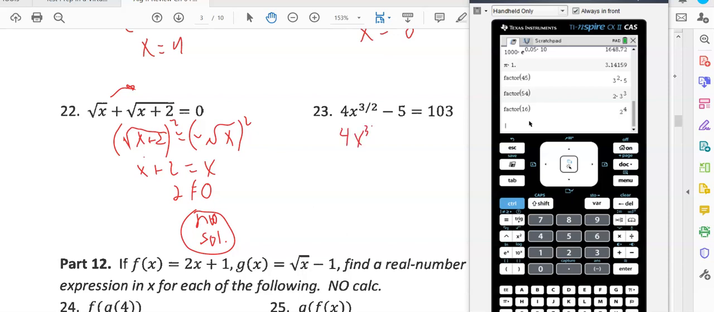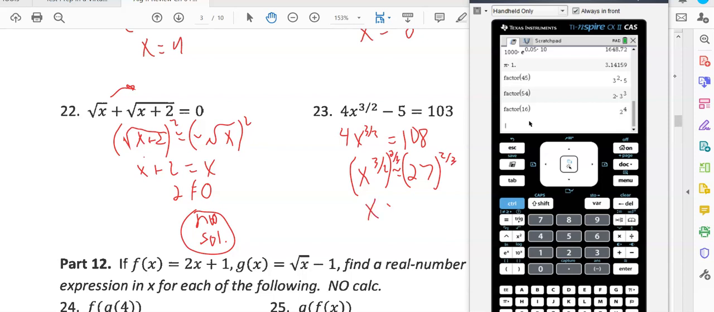4x to the 3 halves, add 5, so that'd be 108. Hopefully I can do that. Divide by 4, so x to the 3 halves. Divided by 4 is like divided by 2 twice, so that'd be 54/27, I think. Okay, so now we're going to put this to the reciprocal power. So this is going to go to the 2/3 power.